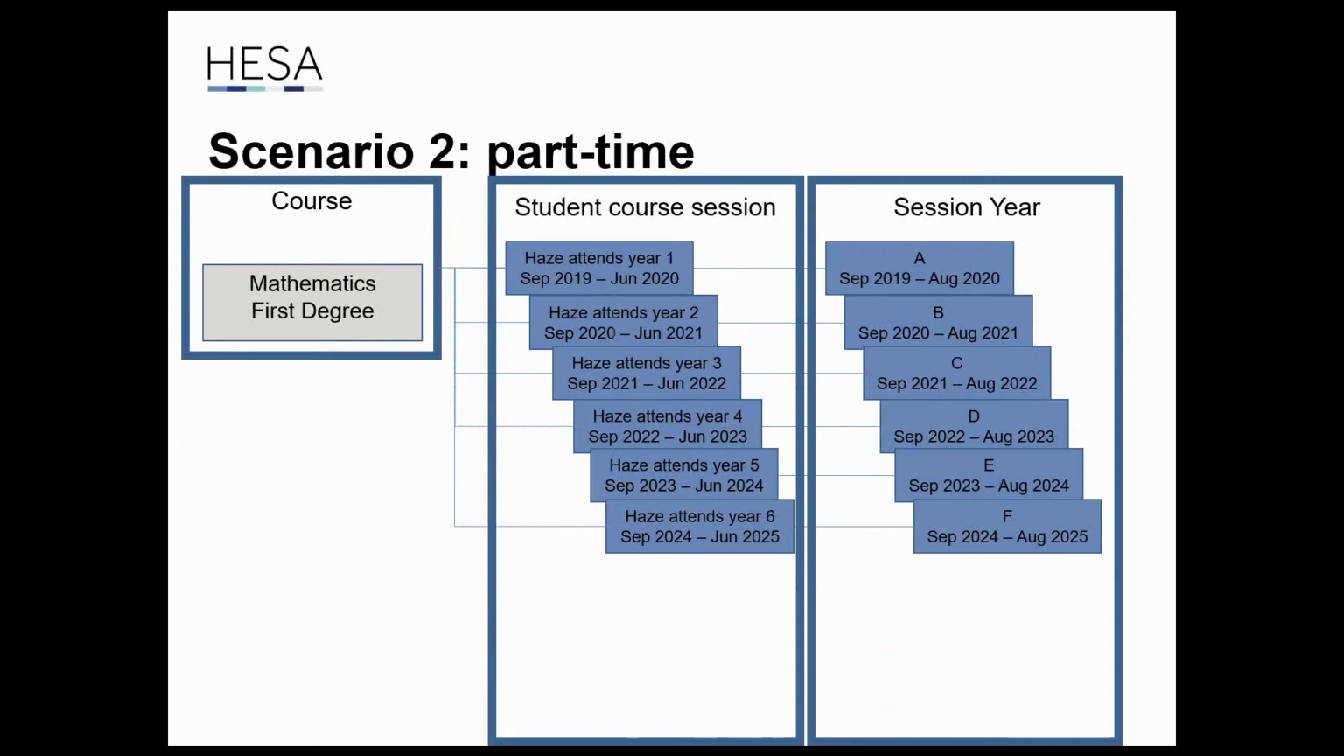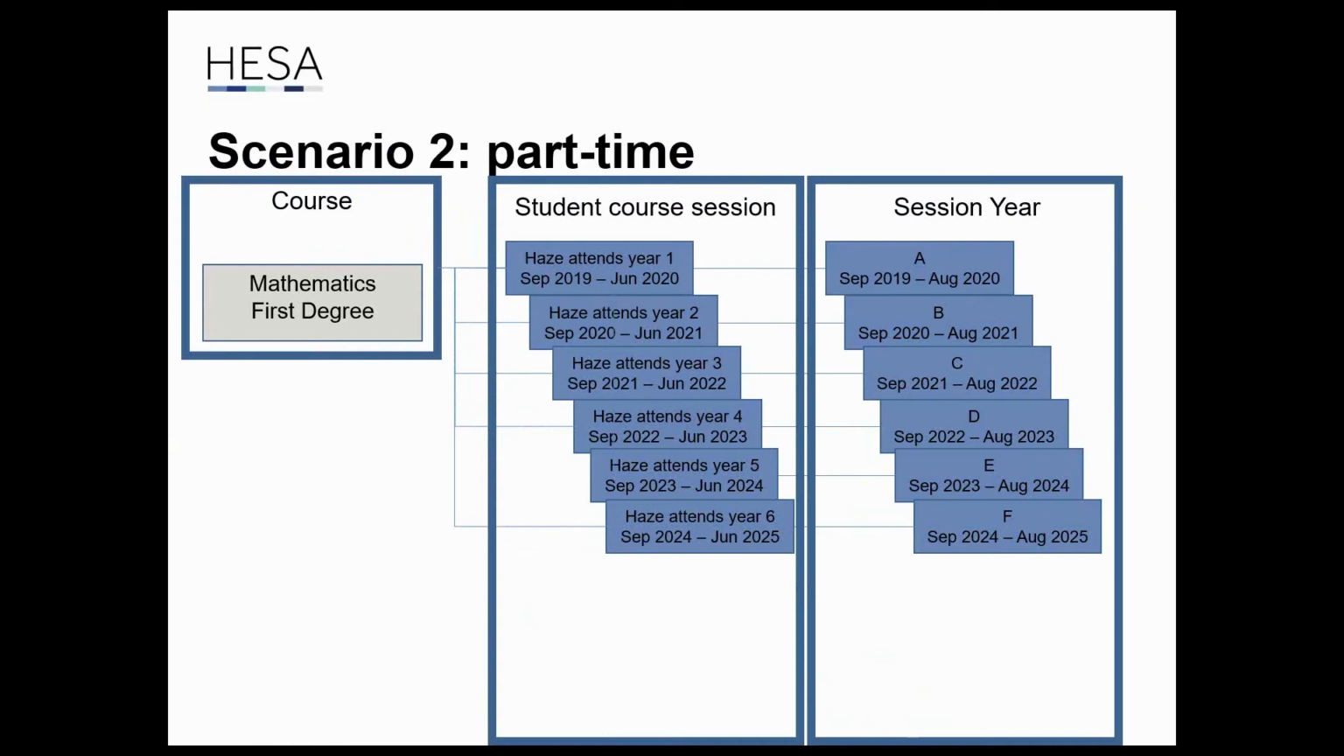Looking now at a part-time student. Hayes, in this example, is studying the same course, but she's studying at about 50% rate time-wise compared to a full-time student. In her example, she's still got these session years. They're still going from September to August. Her student course sessions also end in June, as she's taking a summer break.